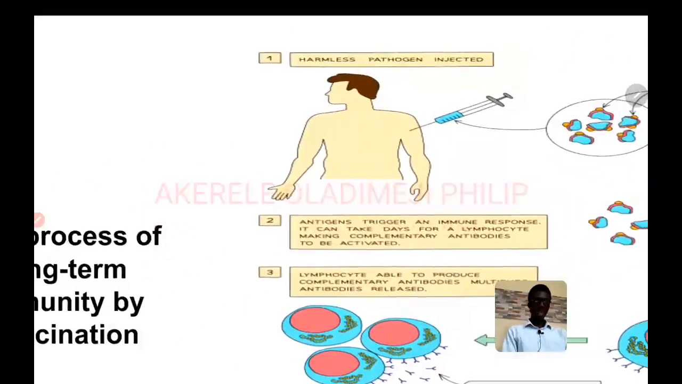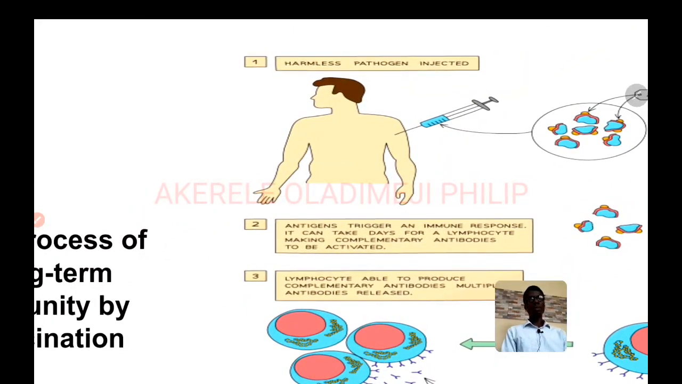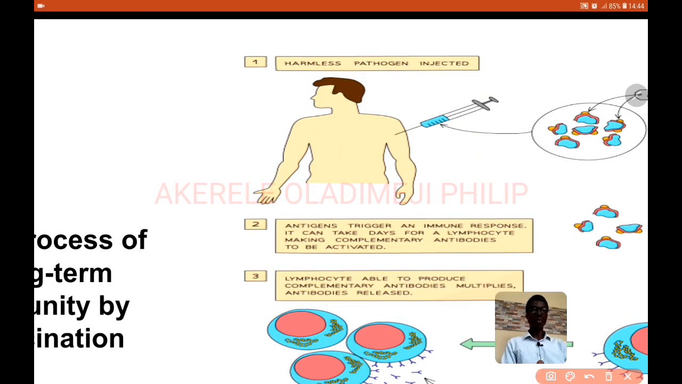Then now, this is just some sort of summary here. Let me see if I can get that closer, okay? Number 1 says, a harmless pathogen is introduced or injected into our body. So we've introduced the pathogen like that. Check. The next thing that happens is this antigen triggers an immune response. It can take days for lymphocytes to make complementary antibodies to be activated. So let's say it was a measles vaccine that was given. The complementary antibodies here will also be for measles, all right, and will be activated.